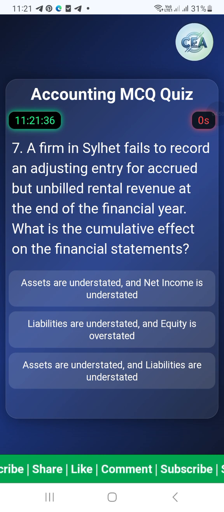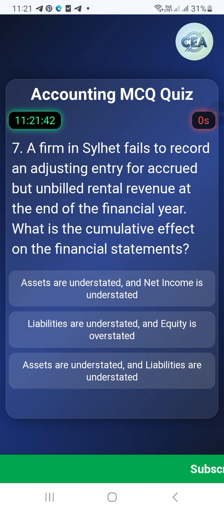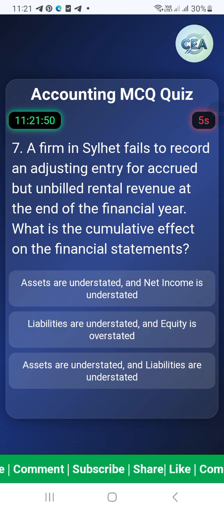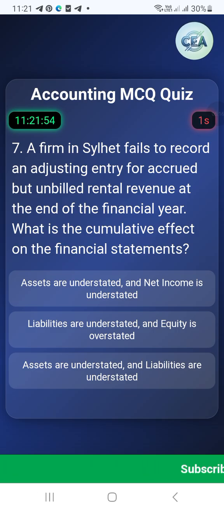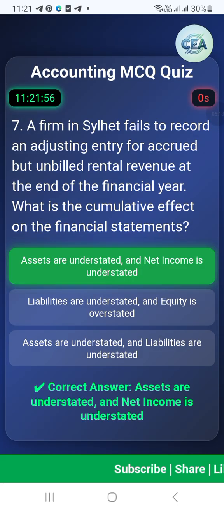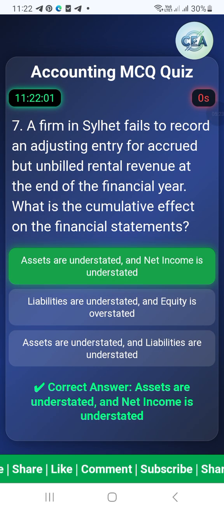Option 1. Assets are understated, and net income is understated. Option 2. Liabilities are understated, and equity is overstated. Option 3. Assets are understated, and liabilities are understated. Correct answer is assets are understated, and net income is understated.